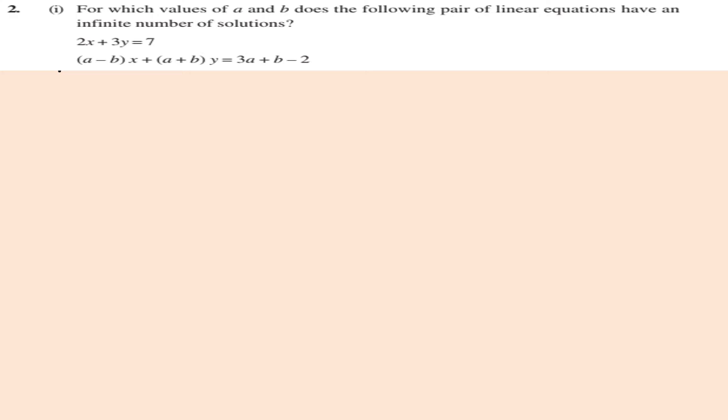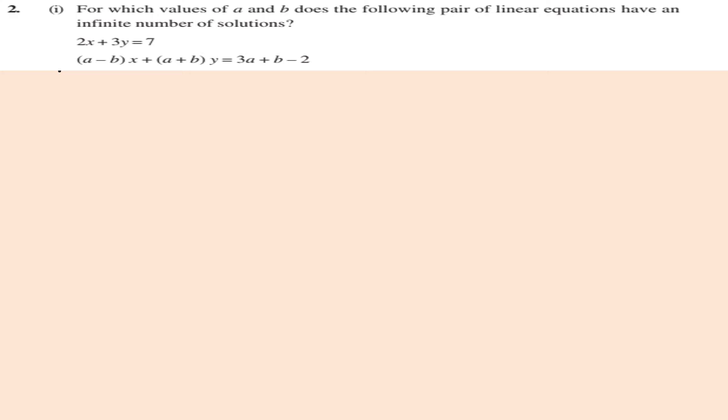Now you are given two equations with variables x and y. You have to find the unknowns a and b. For that, it is given that the pair of equations has infinite number of solutions. That is, the ratio a1 upon a2 equal to b1 upon b2 equal to c1 upon c2. Using that, you will get two equations in variables a and b. Solve the equations, you will get the values of a and b.